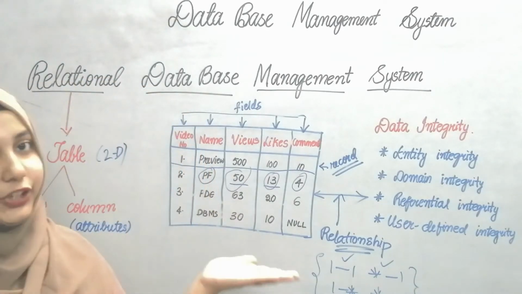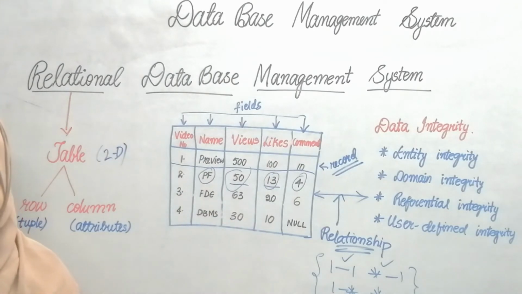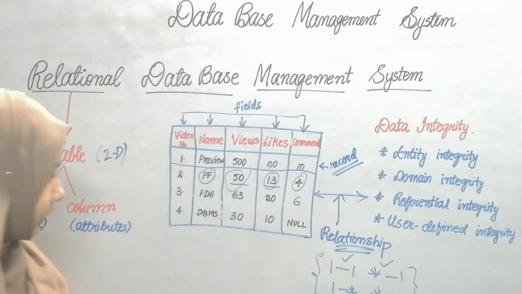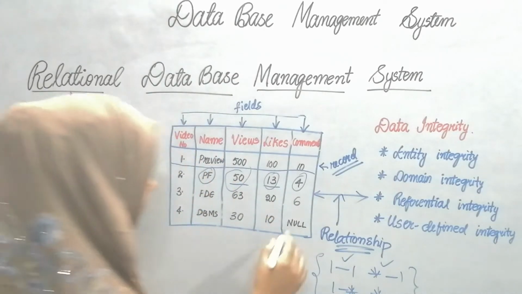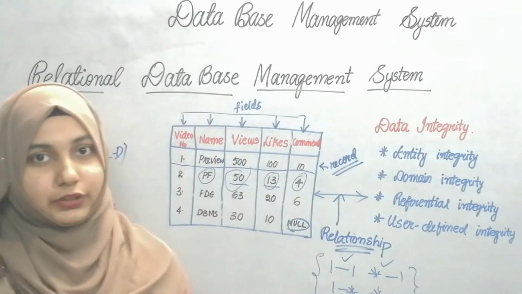Simple, a table is a 2-dimensional table. We know a table has what? Rows and columns. Rows you can call tuples or records. Columns you will call attributes. And yes, here if you see one more point, I've got a null value. Yes, tables can have null values.